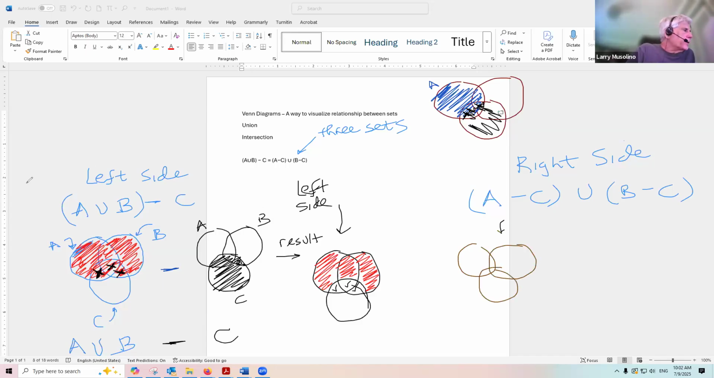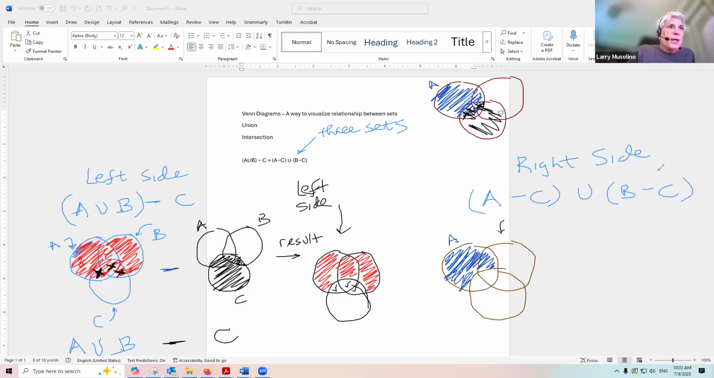Let me draw that a little better to give myself some better room. So here's A, B, C. I'm shading in set A. Let me do it in blue again. I'm shading in set A, but I'm not going to shade in the overlap part with set C.